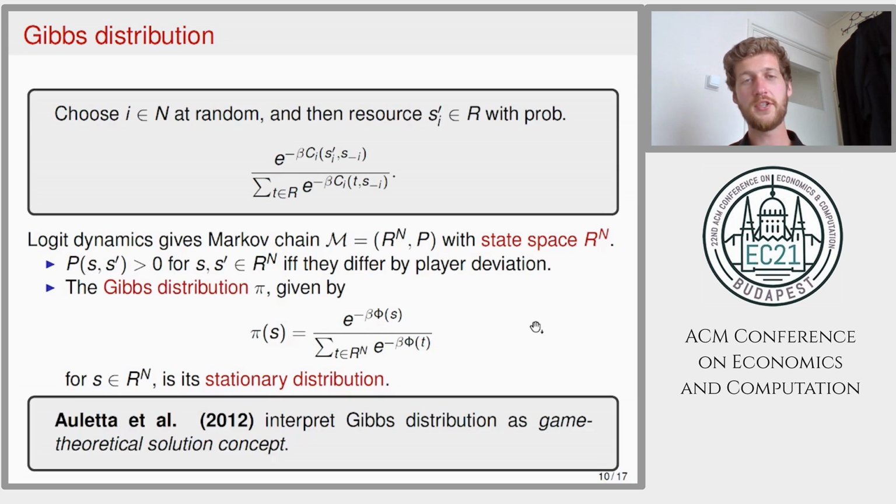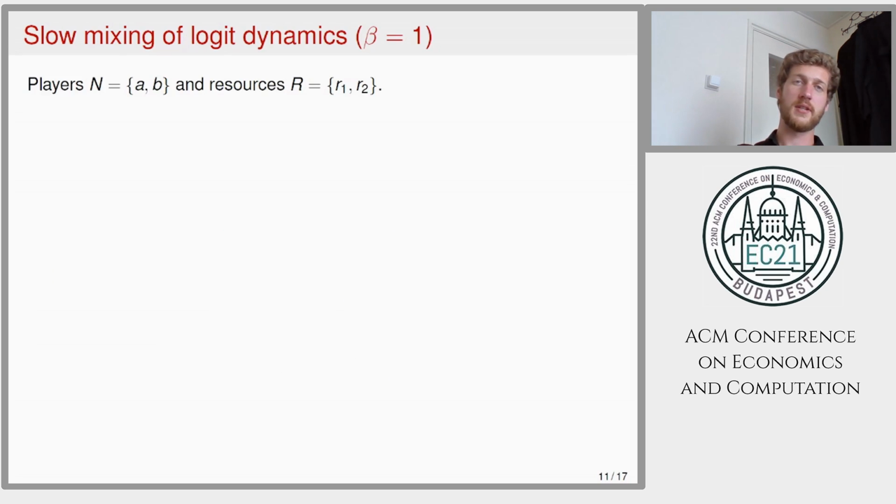And one of the nice features of it is that it's always unique, because a Markov chain, if it has a stationary distribution, always has a unique stationary distribution. Now, of course, the first algorithmic question that might come to mind is whether or not these logit dynamics converge quickly to the Gibbs distribution, that is, to their stationary distribution.